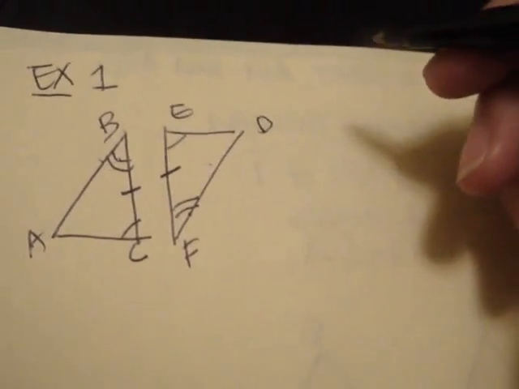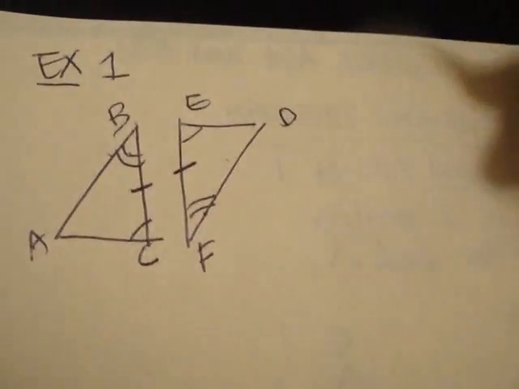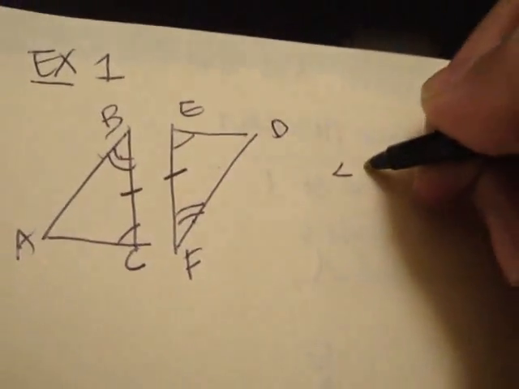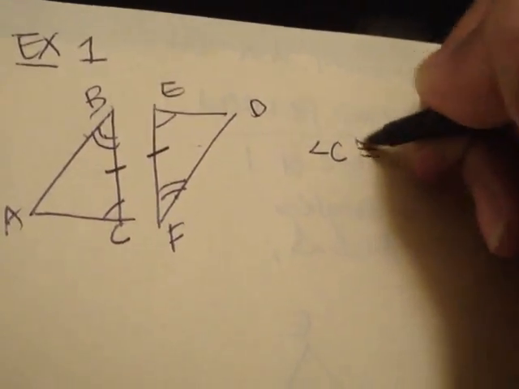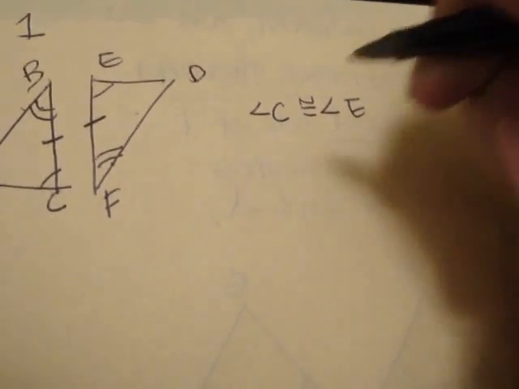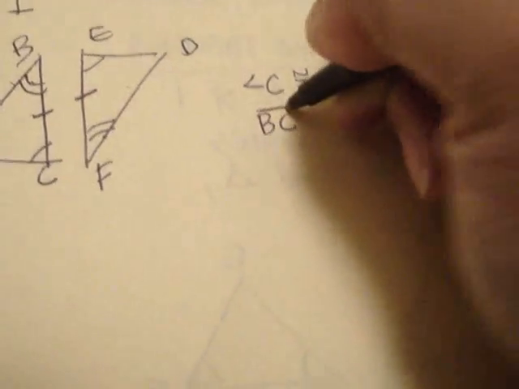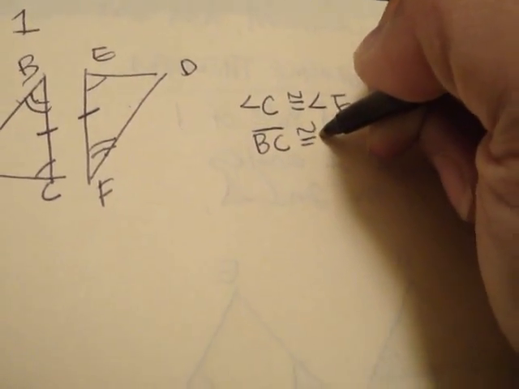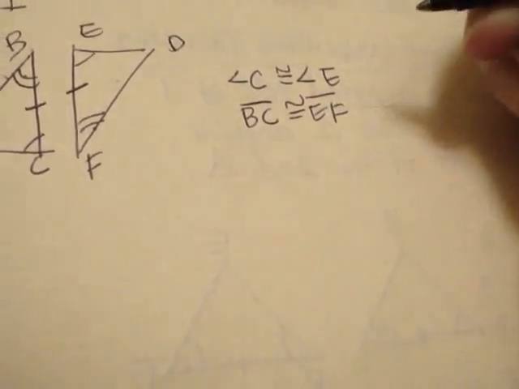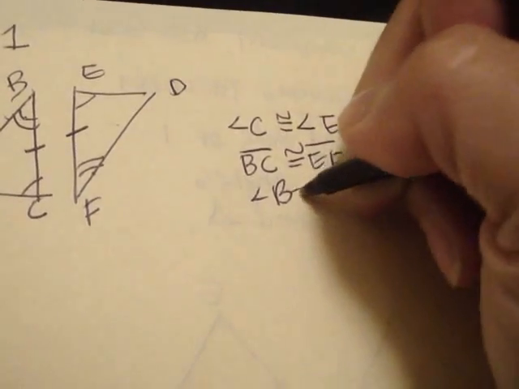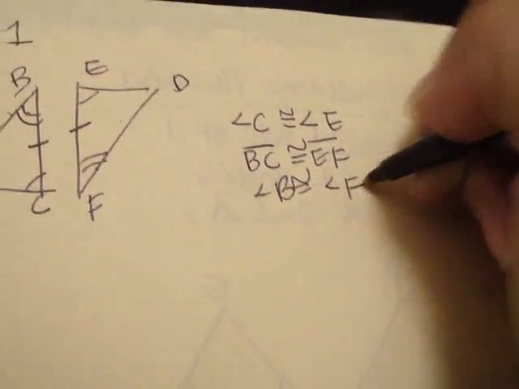So I'm going to write down the corresponding parts, and then I'm going to write down the congruence statement. Angle C is congruent to angle E. Side BC is congruent to side EF. And angle B is congruent to angle F.